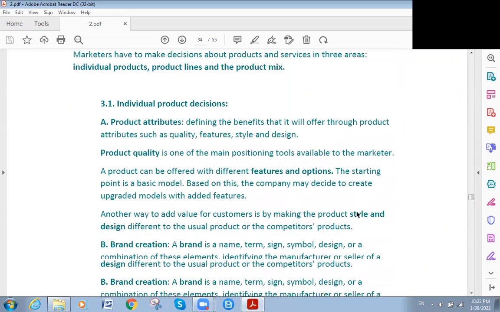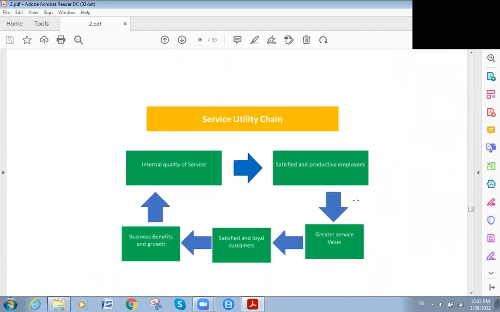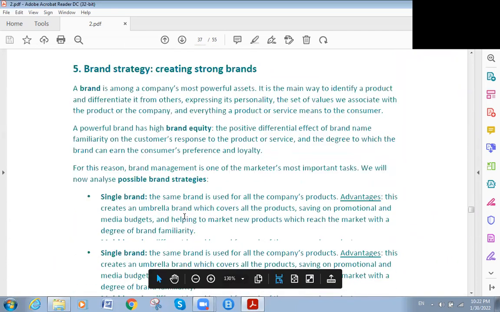This is another classification for the goods, but I don't want you to go deeper. I want you just to know the main classification of the goods itself.